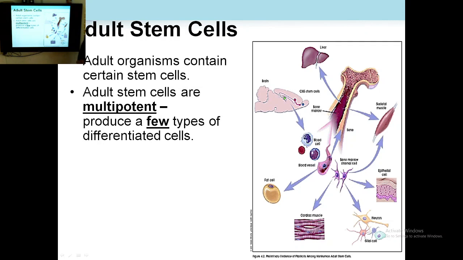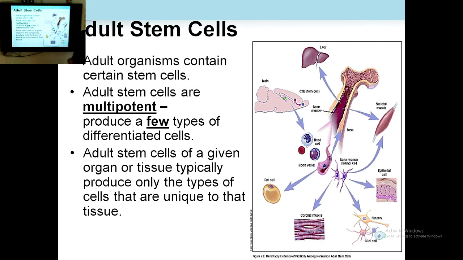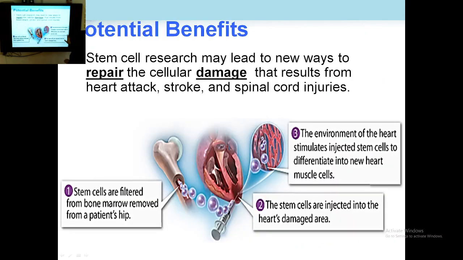These multipotent cells can form a few types of cells like red blood cells, white blood cells, eosinophils, macrophages, B cells, T cells, and so on, okay? And also we can form fat cells, cardiac muscles, and so on. As an example, the adult stem cells of a given organ or tissue typically produce only the types of cells that are unique to that tissue. So the cells that come from the bone marrow are unique to the bone marrow.